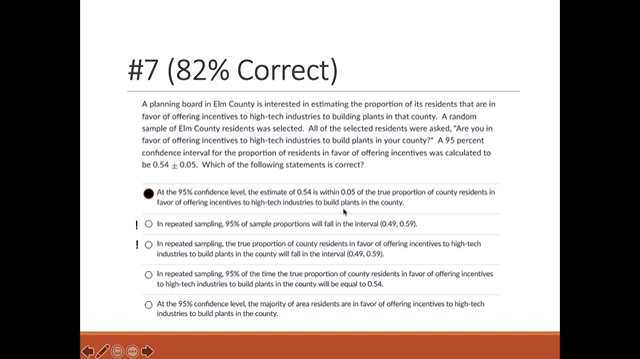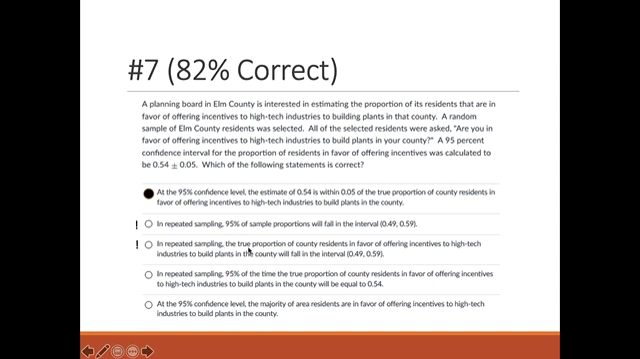So there you go. The most commonly selected wrong answers are here. In repeated sampling, 95% of sample proportions will fall within this interval. That's not true, so you have no idea where your sample proportions will fall. In repeated sampling, 95% of all the intervals that you could build using the same population, the same sample size and the same method will capture the truth. But sample proportions don't have to fall within this one particular interval. So this answer is also wrong.